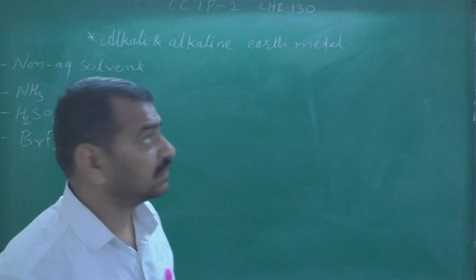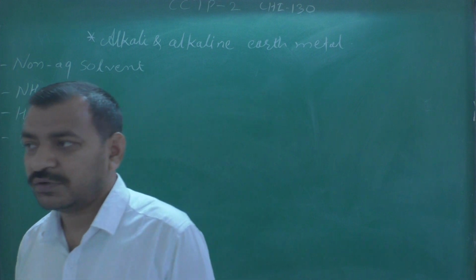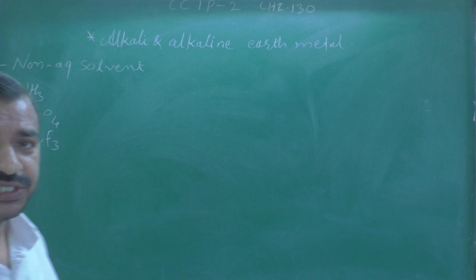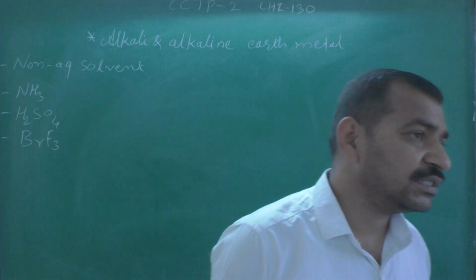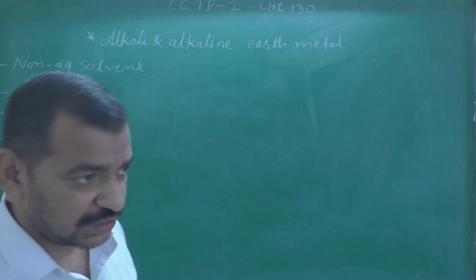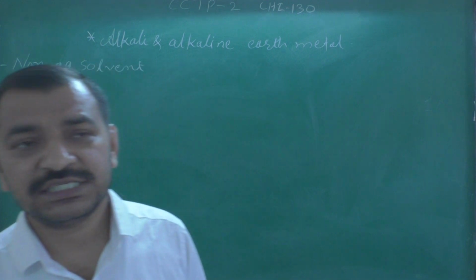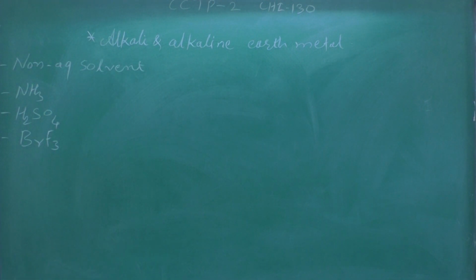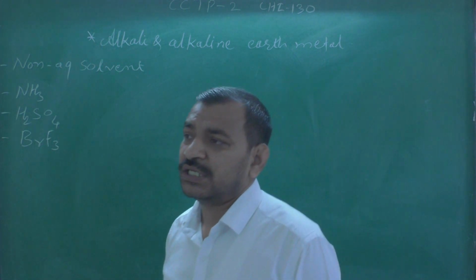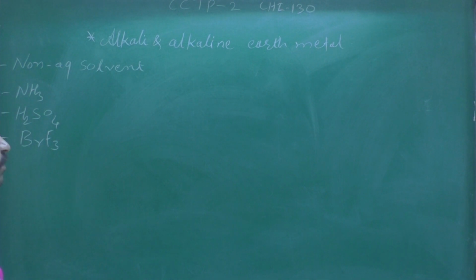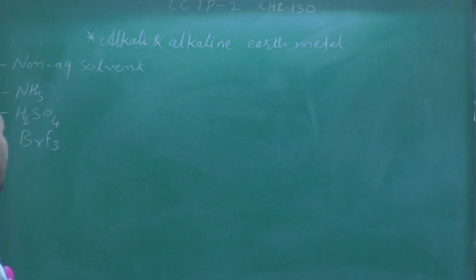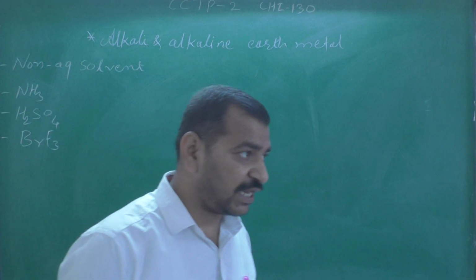Today we discuss the CCTP course, second paper number 130, CHI 130 Inorganic Chemistry, section second, chapter second, alkali and alkaline earth metals. In the last lecture we discussed different types of solvents, in which we discussed non-aqueous solvents, ammonia and sulfuric acid.